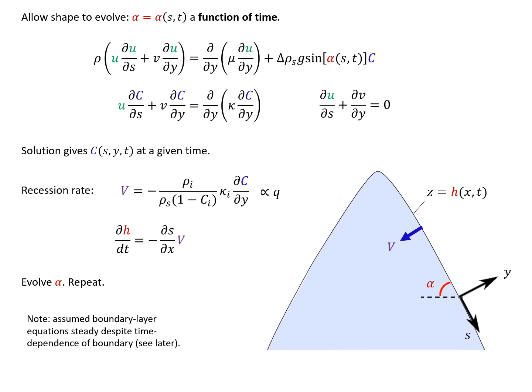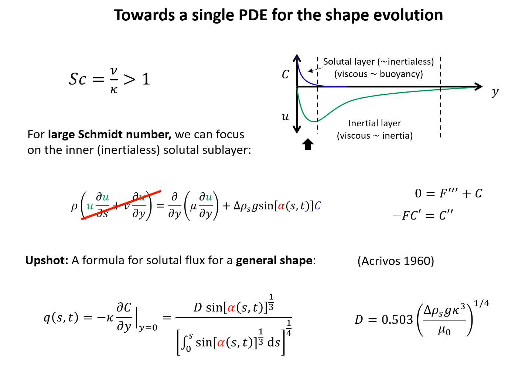This system here depends on 4 equations, which is quite complicated. And so it's interesting to think, can we simplify this somehow? It turns out that a significant simplification of the steady boundary layer equations is available if we assume that the Schmidt number is sufficiently large. So something greater than 1 is sufficient for this. And what happens in this limit is that the flow develops a solutal sublayer in which the inertial contribution to the momentum balance can be neglected, which is shown in the middle here.